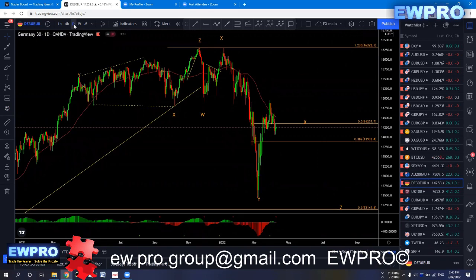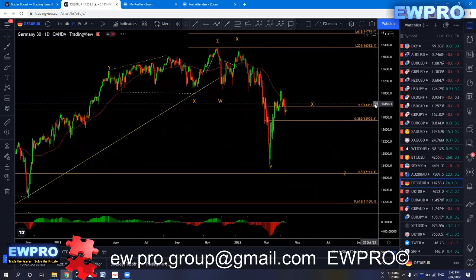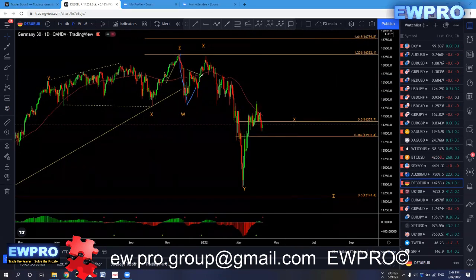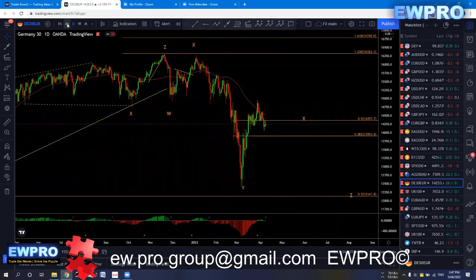Looking at the DAX on the daily. So we got that W, a very deep pullback in wave X, and then we got the wave Y down. We don't have the bearish hidden. There's no bearish hidden, so it's going to be difficult to trade that Z down unless we get that bear hidden. Really like to see that bear hidden before we look for another sell.